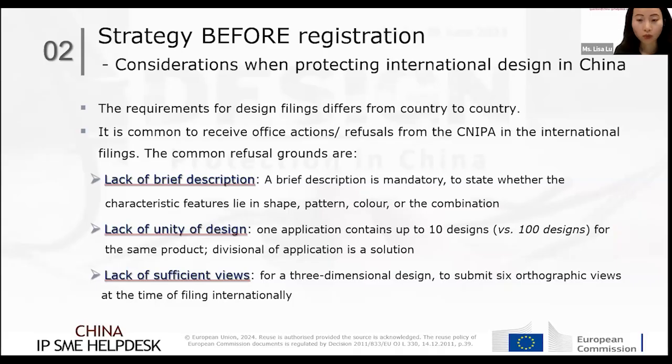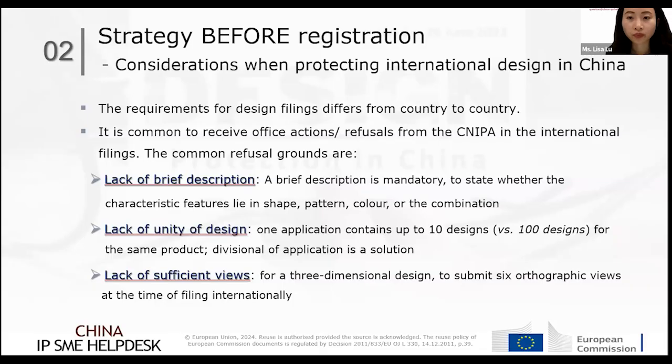In Europe, that will be 100 designs. You can see it's quite a difference between 10 and 100 designs. If you fail to do so, for example, you file 100 designs in one application, which obviously doesn't satisfy the Chinese requirement, then you can still make it right by filing a divisional application, meaning separating your designs into different applications.